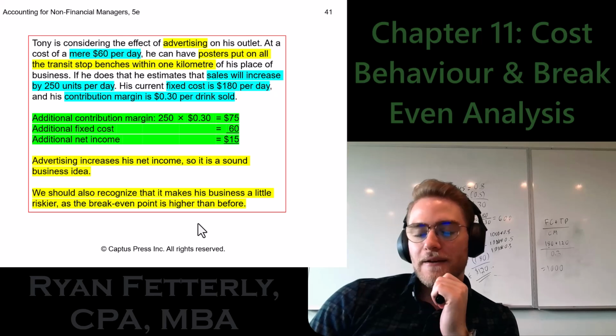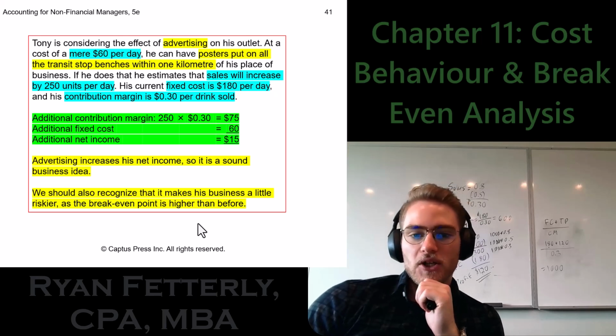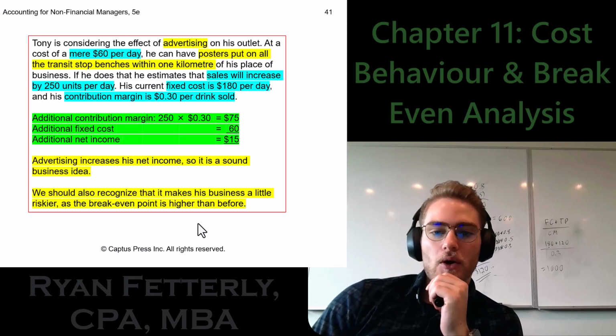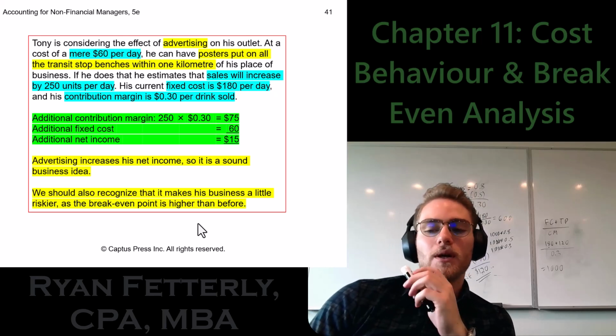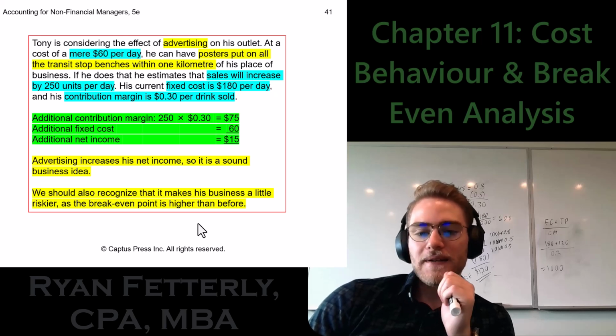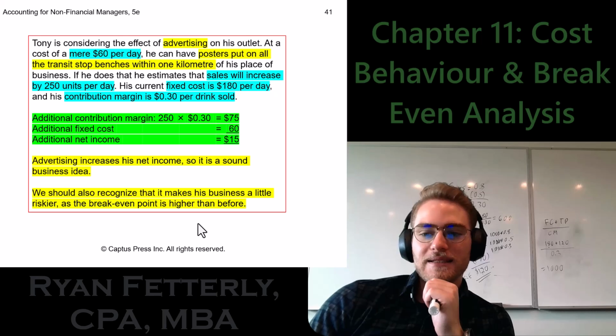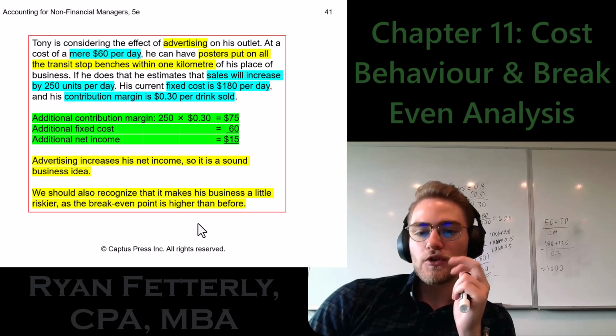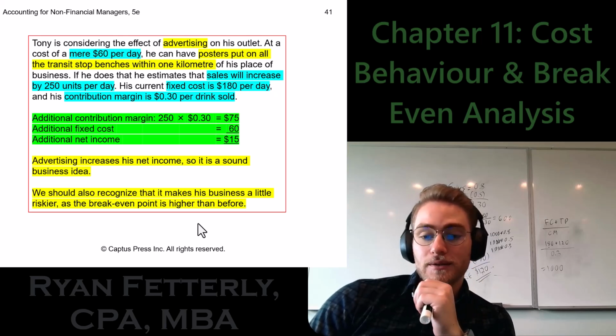So Tony is considering the effect of advertising on his outlet at a cost of a mere $60 per day. He can have posters put on all of the transit stop benches within 1 kilometer. Okay, so he's going to do some additional marketing here of his place of business. If he does that, he estimates that his sales will increase by 250 units per day, and his current fixed cost is 180 per day. And at this contribution margin of 30 cents per drink sold, we can do the following analysis.